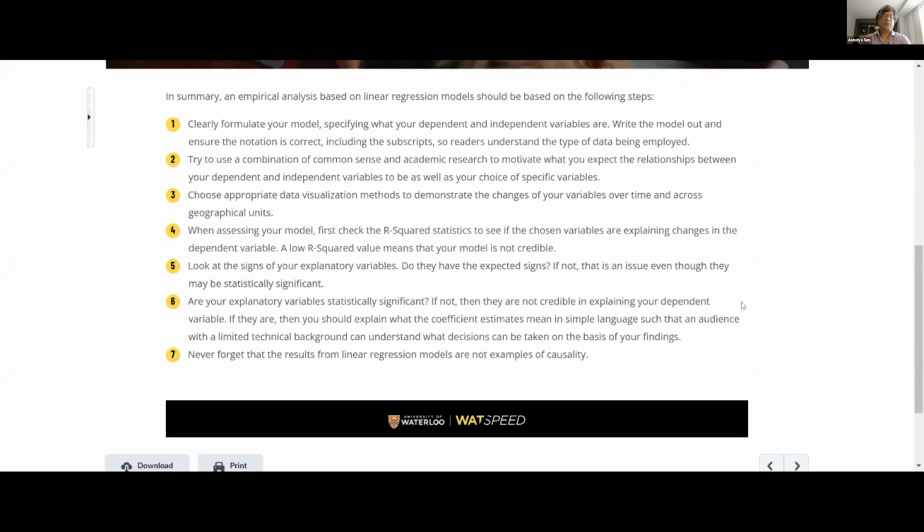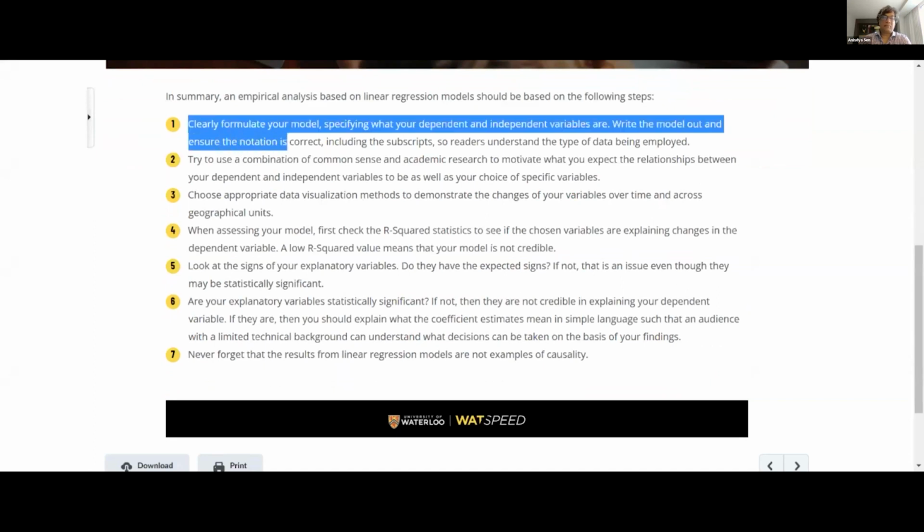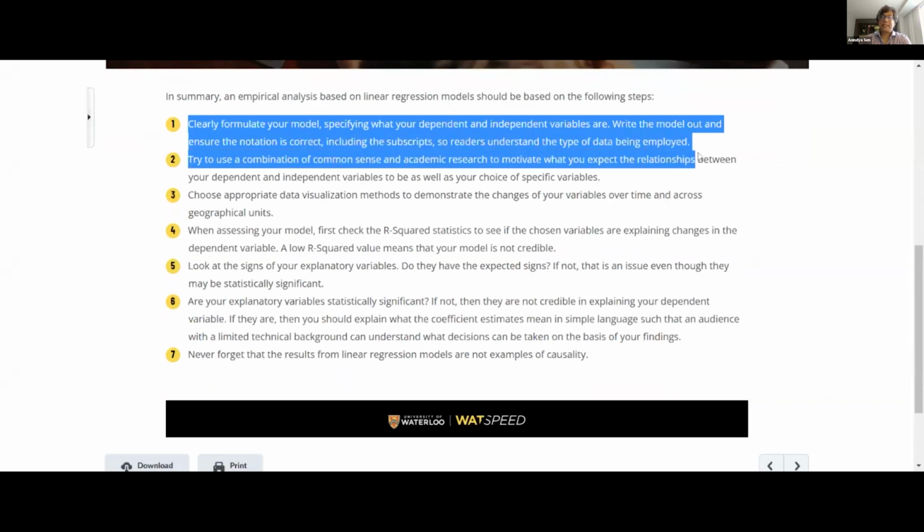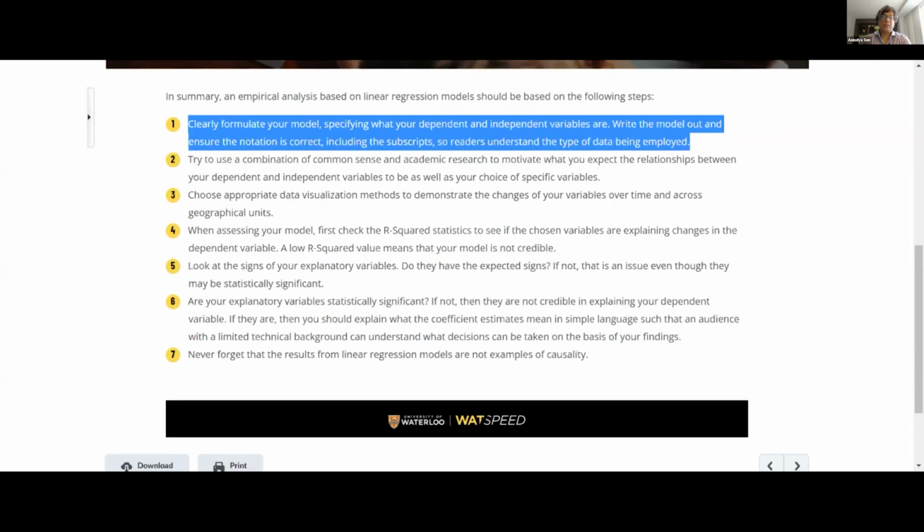What I always do, the first step, is I clearly formulate my model, right? I specify what my dependent variable is. I decide based on theory, it could be economics, sociology, psychology, what the independent variables should be. And I write the model out. And when I write the model out, I use basic notation so people know what I'm doing, right?